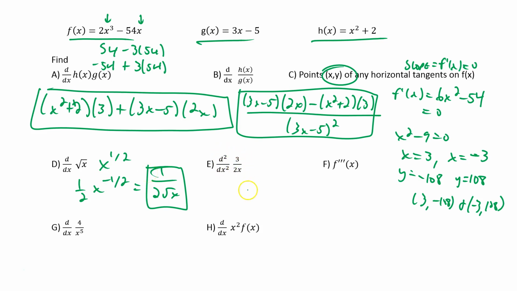Next up, second derivative of 3 over 2x. Now, some of you might have used quotient rule on this. That's actually fine. Just remember the derivative of 3 is 0. So if you do this with quotient rule, low d high minus high d low over the square of low, we go, that's 4x squared. This is nothing, so it's negative 6 over 4x squared, which is negative 3 over 2x squared. Sorry, the x squared's on the bottom: 3 over 2 x squared on the bottom.